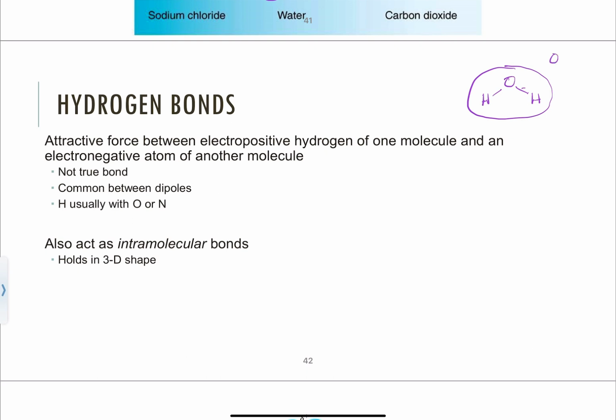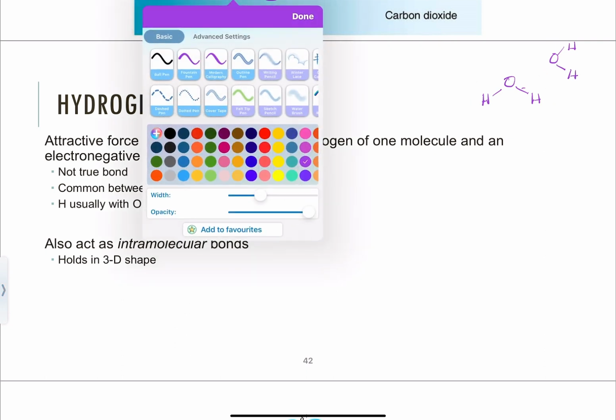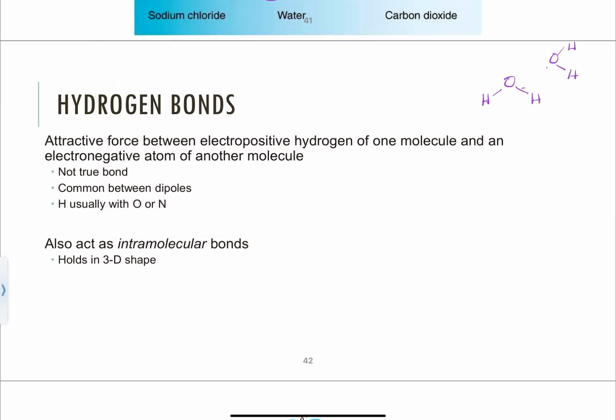So for example, if we're talking about another water molecule over here, we can form hydrogen bonds. Let me delete this. We can form a hydrogen bond right here. The dashed line right here would represent a hydrogen bond. And again, it's between two different atoms or two different molecules. It's not within the same molecule itself. And how does it form?